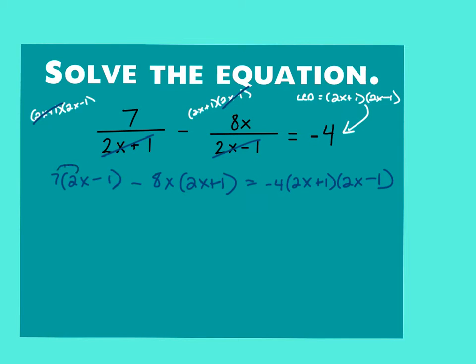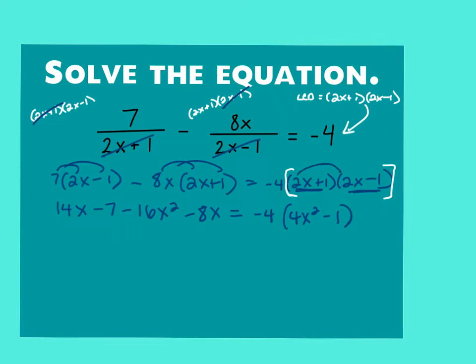So I would distribute this 7 in on the first, it's 14x minus 7. Distribute the negative 8x here, and it's negative 16x squared minus 8x. And then if I FOIL this out, you can actually do it in a couple different ways, but I'm going to FOIL this out first and then distribute in the negative 4. This is the difference of 2 squares, so it becomes 4x squared minus 1. That's what you would get if you did first, outer, inner, last. And then I would have to distribute in this negative 4.